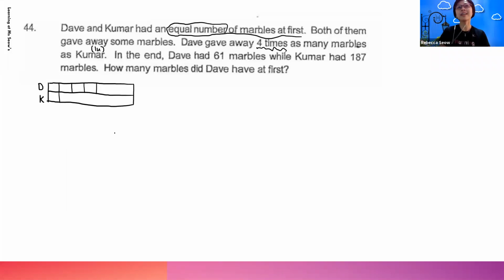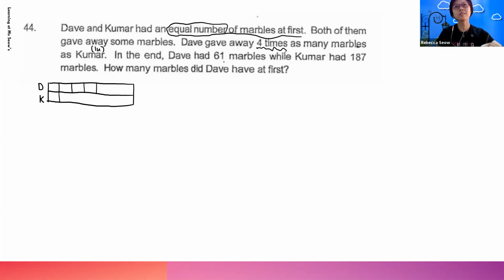You can't draw the 4 units outside of whatever total that they have, because that would mean that they would have taken marbles from elsewhere, which the question didn't mention. So it definitely has to be within the units that we have originally drawn, but it has to be less than its total, because while they gave away some marbles, there were some left. So it makes sense to draw 4 units within the total size that Dave has, and 1 unit for that of Kumar.